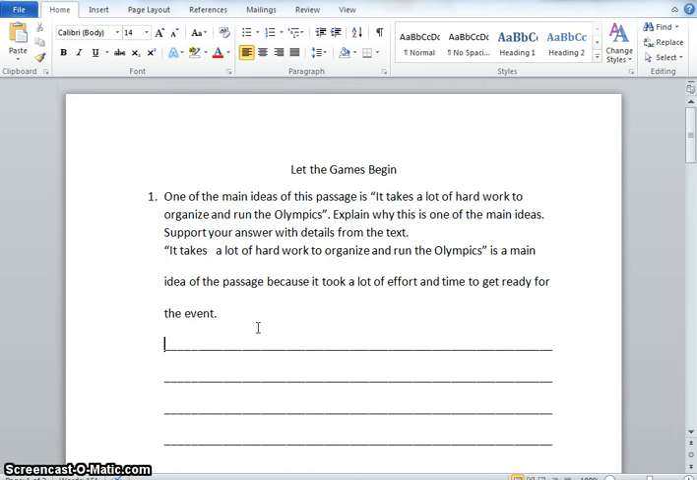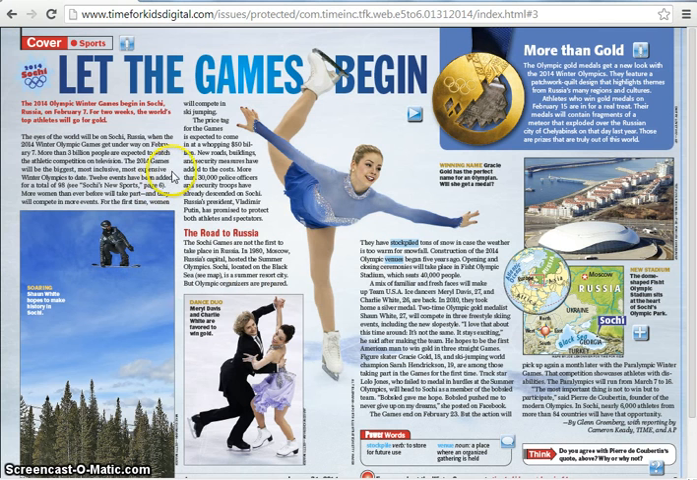Now I can search back through the article and I'm going to find specific things that it told me about to show that it took a lot of effort and time. So when I look right here, I see that they spent over $50 billion to build new roads and buildings.